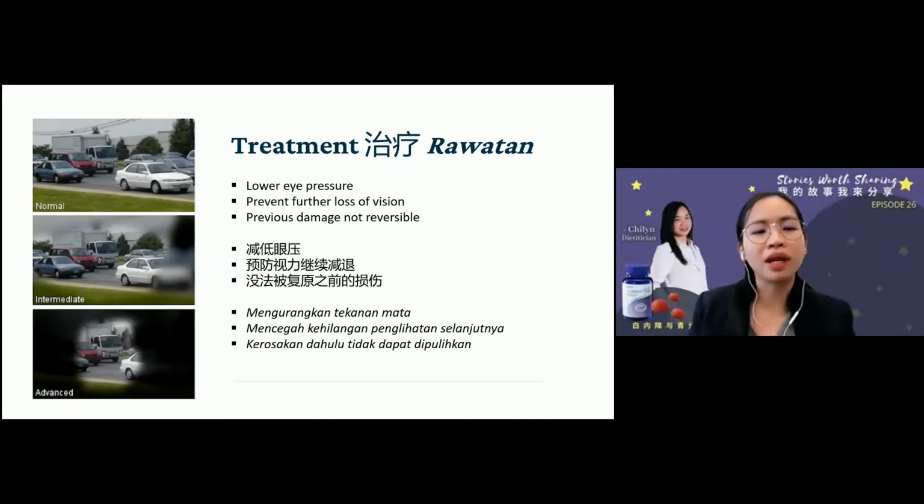And for that, normally, the doctors would give you some sort of eye drops or have you do some laser surgery and some other surgery that would help you to reduce your eye pressure.